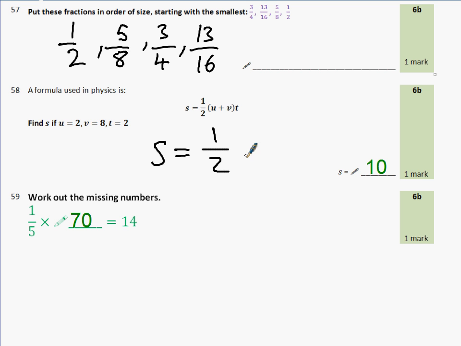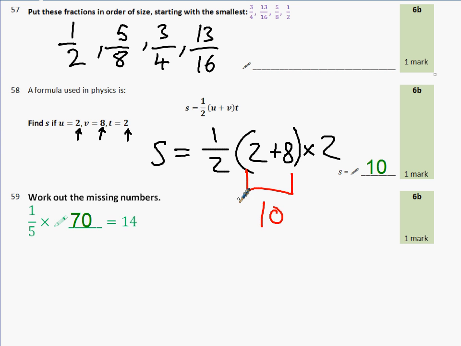S equals 1/2 brackets. U we swap for 2, and v we swap for 8. Close brackets. T, which stands for times t, or times, in this case, 2. When you work that out, you work out the brackets first. 2 plus 8 is 10, so then you've got half of 10, and then times by 2 equals 10.